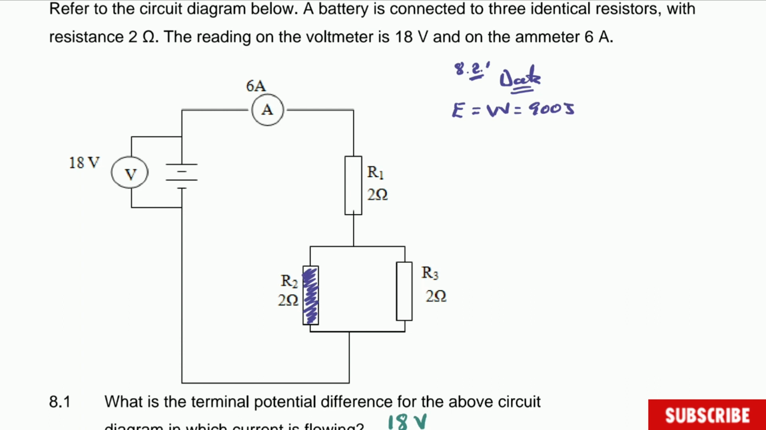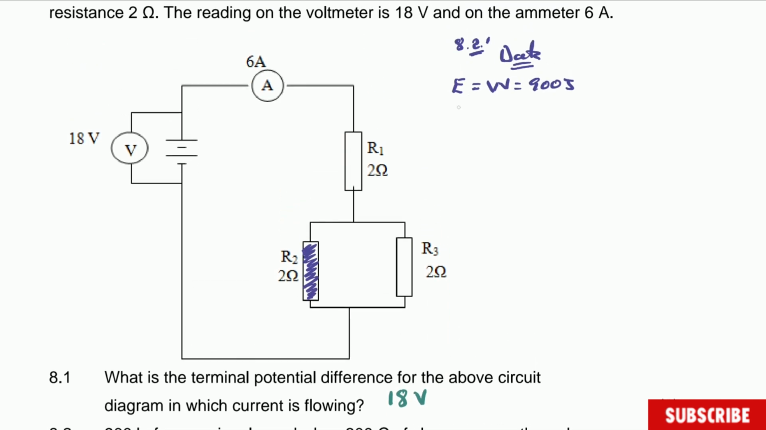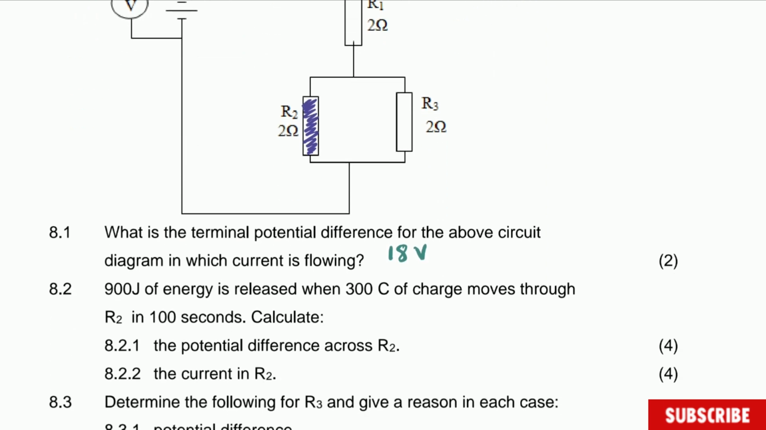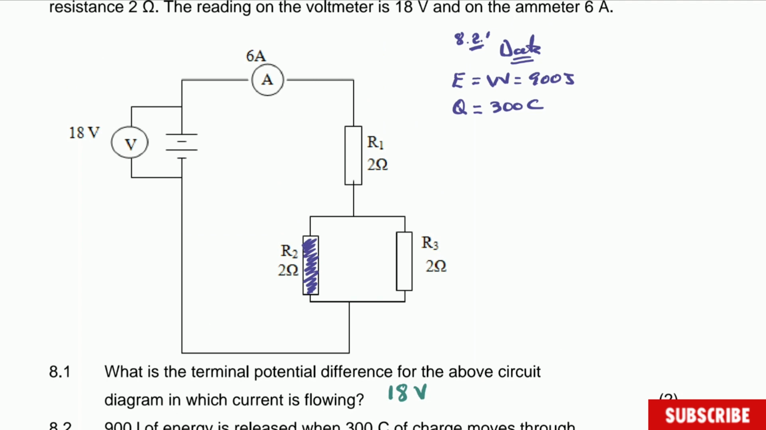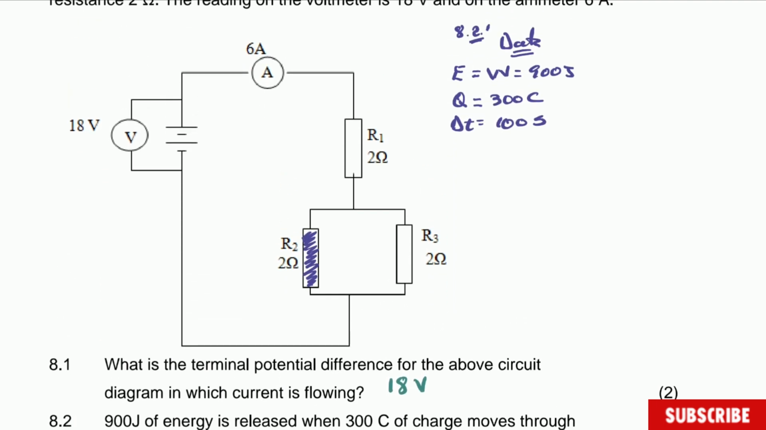That is given to us, is released when 300 coulombs of charge. So the charge, I'm going to write capital Q, remember it could also be a small q, is equal to 300 coulombs, and then move through the resistor in 100 seconds. So the time is equal to 100 seconds, and they want to know what is the potential difference in that resistor.